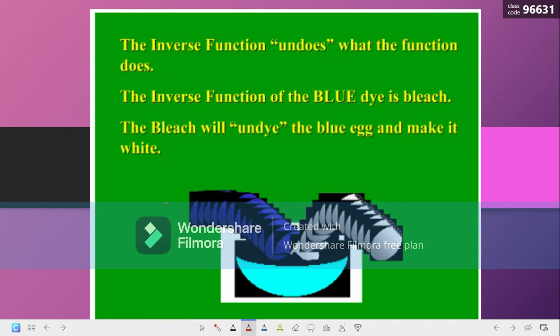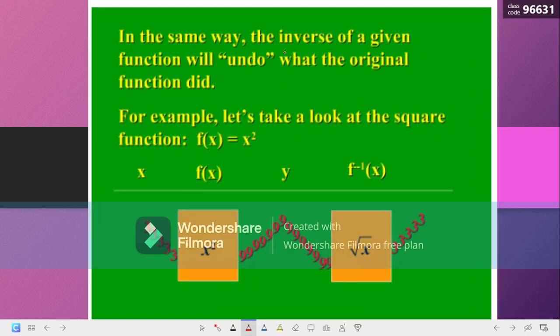We're just using the analogy on how you are going to understand well the concept of inverse function. So the inverse function of the blue dye is bleach. The bleach will undye the blue egg and make it white, so it will go back to the original. In the same way, the inverse of a given function will undo what the original function did.